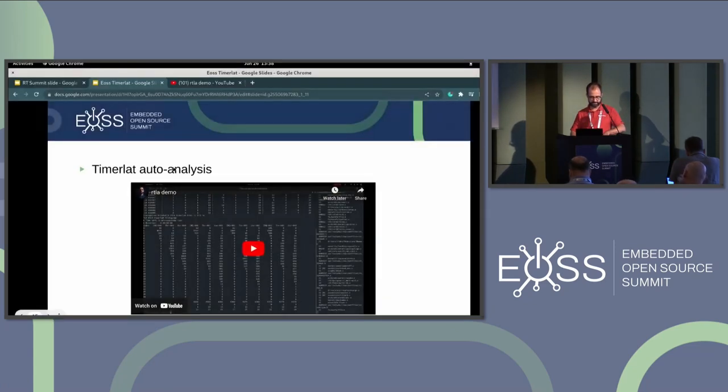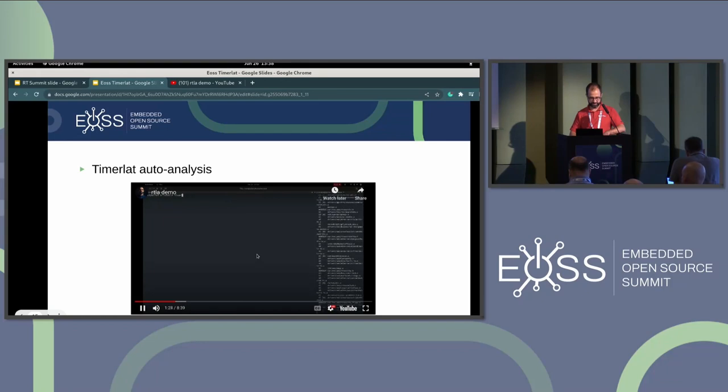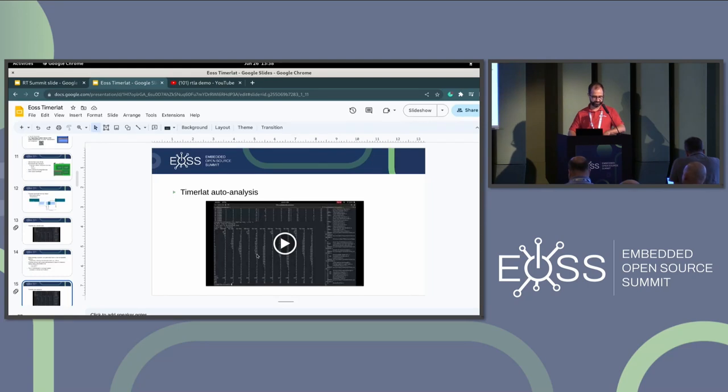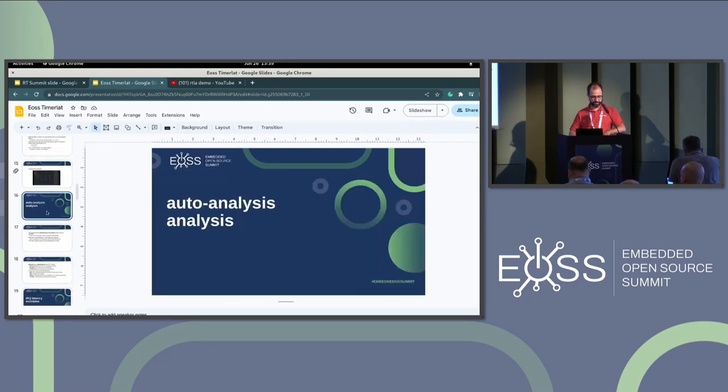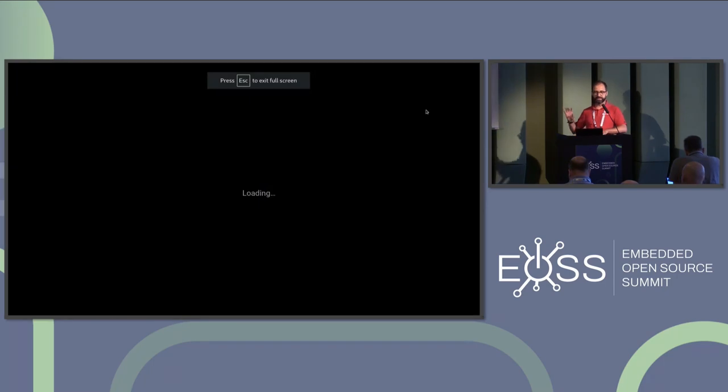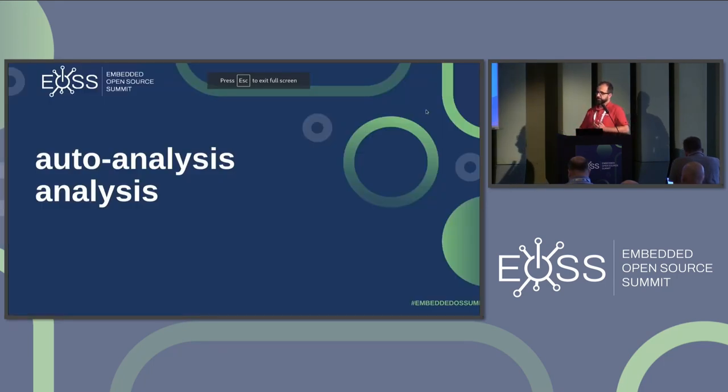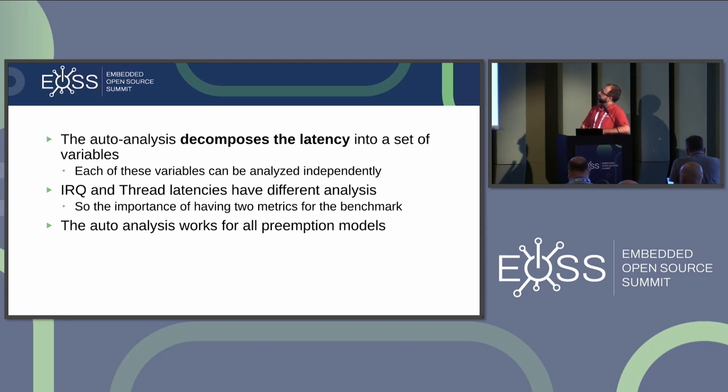Here, let me see if it ends here. Actually, it has started. So the RTLA auto-analysis, right? Under the hood, it's doing something similar to what Steven was showing. It's using libtracefs, parsing the trace, but it's based on some abstractions that we take from the real-time theory that make it easier for us to understand and interpret it. So the Timerlat auto-analysis decomposes the latency into a set of variables, and then these variables can be independently analyzed.